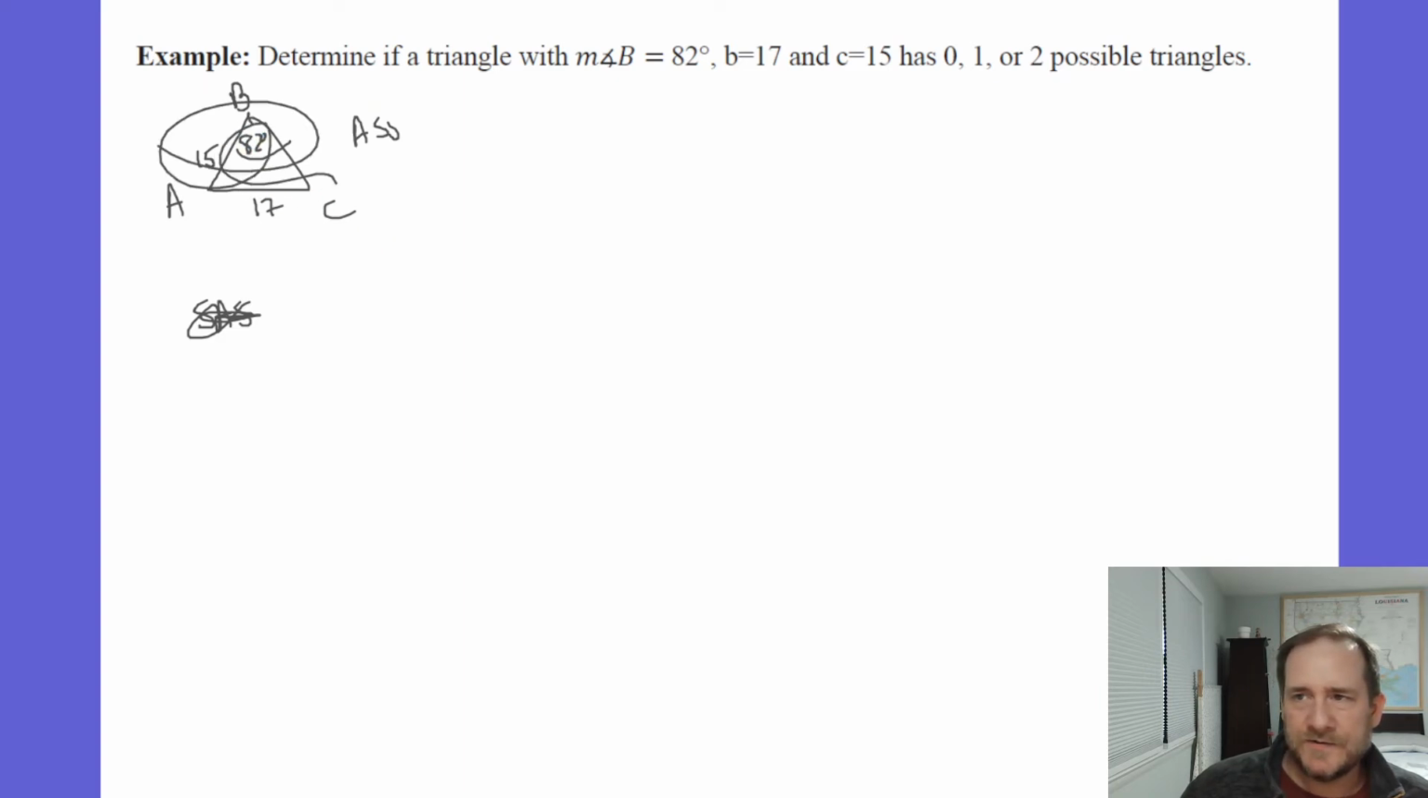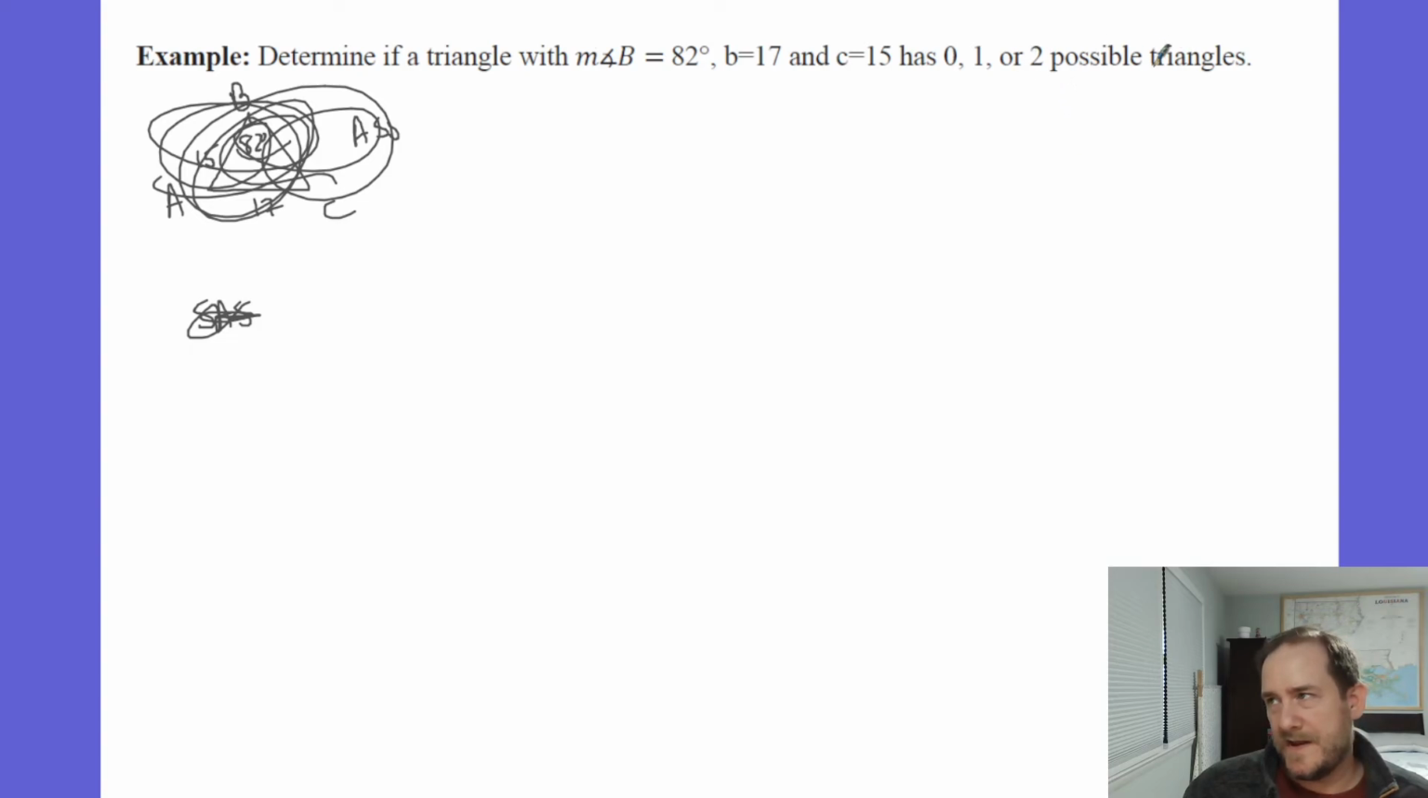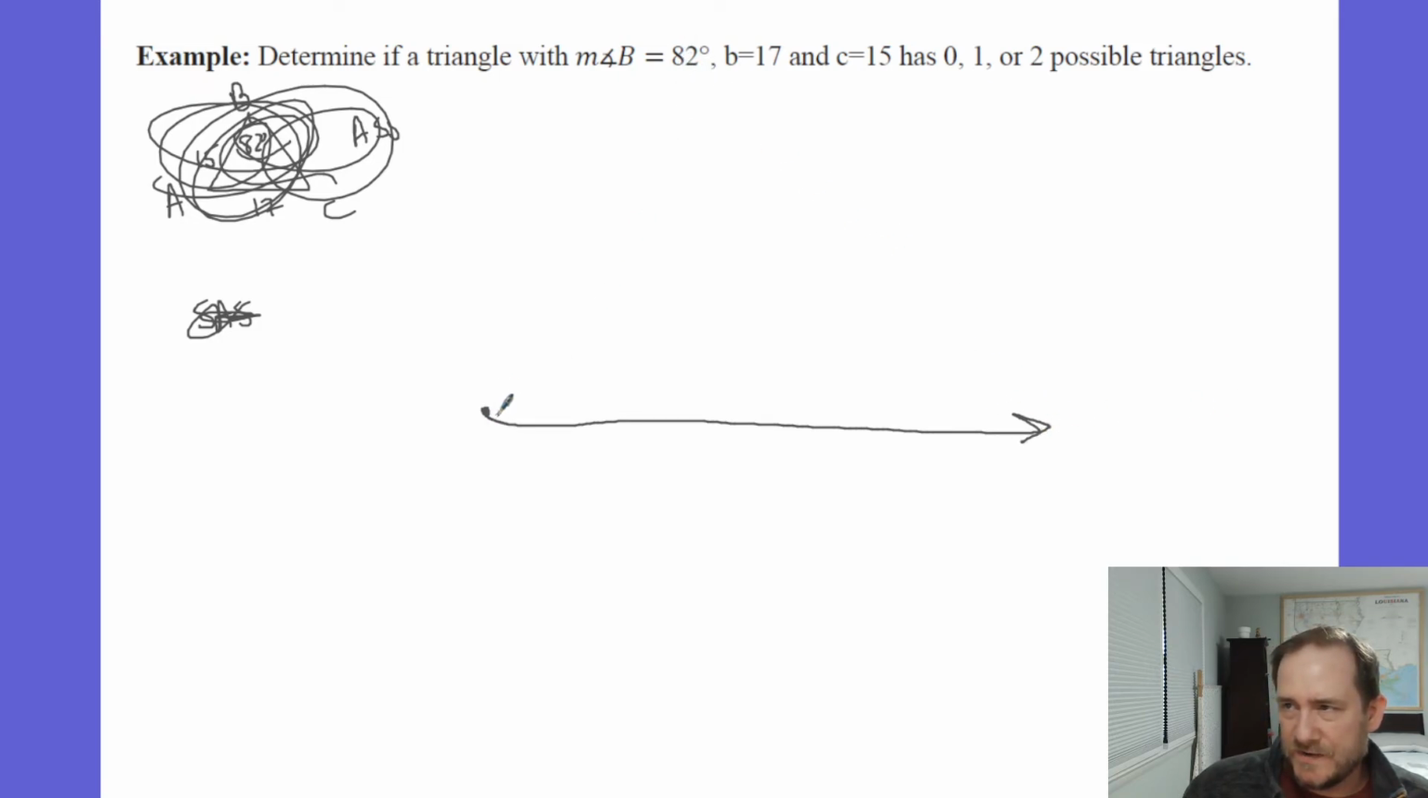Now, I don't like to draw it like this. Once I know that I'm ASS, and that I might have that ambiguous case, I always start by drawing myself a horizontal line that points to the right. And I draw my angle B here on the left-hand side. Now 82 is pretty close to 90, so that should be pretty steep. I do try to draw these things pretty accurately. So that's an 82-degree angle. Now again, if this is angle B, then the other side called B is the one opposite from it. So that means C is 15.